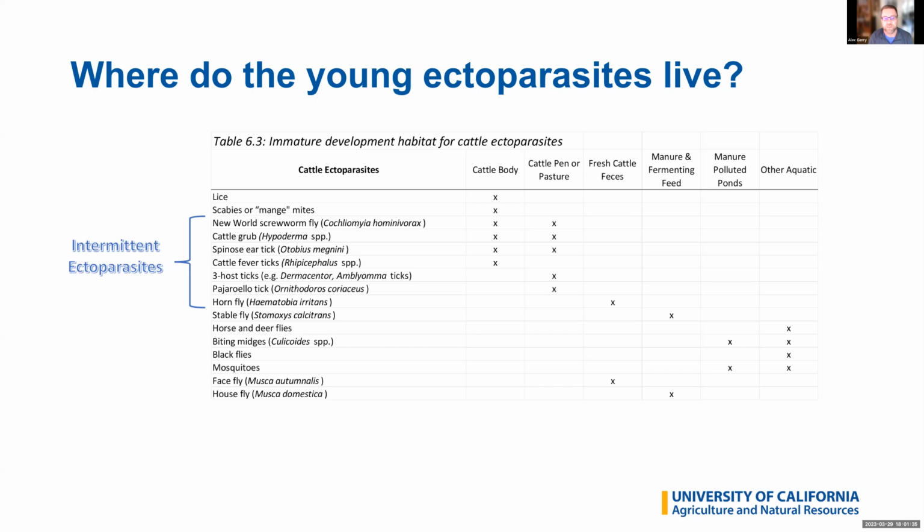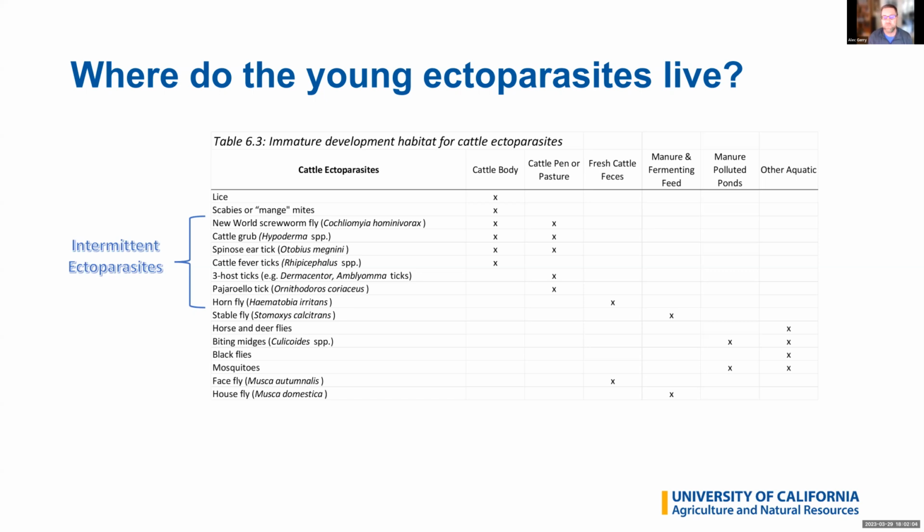The next group are the intermittent ectoparasites, and you may remember these are the ones that are associated with cattle through some part of their lives, through some good portion of their life, but not all of their life. So they may spend part of their life directly on the animal and part of their life, for example, in the pasture area surrounding the animal. And you can see insects such as the screwworm fly and cattle grub are in that list. All of the ticks fall in that list.